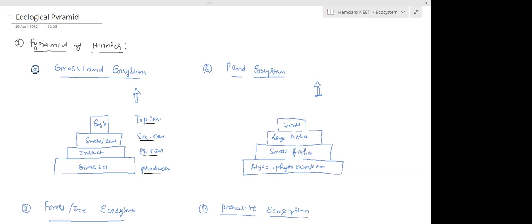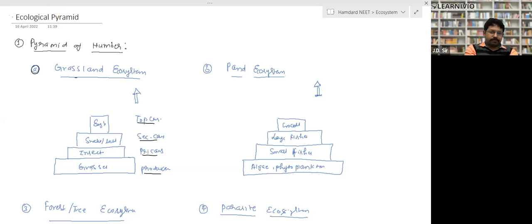Yes, sir. Okay. Then come to the pond ecosystem, right? Simple. I don't think it's difficult. In a pond, in the first trophic level, the producer, there will be algae or phytoplankton. So who are the producers? Producers are algae, phytoplankton. They will be large in number. They are very small microorganisms, right? They are very large in number. So they are the producer.